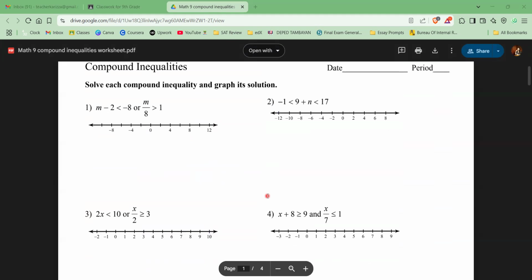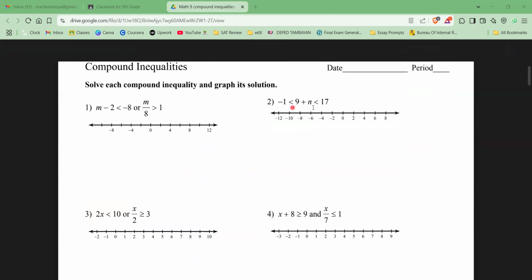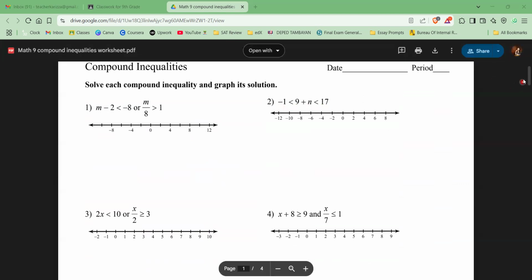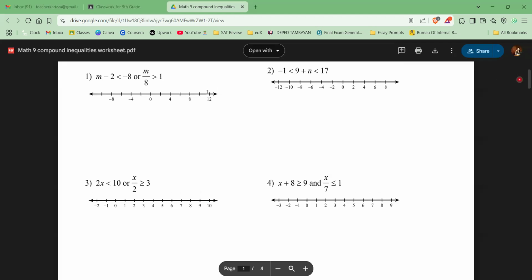Now if you have a combined or a compound inequality like this, you have to solve both sides at the same time. All right? So what do we mean by that? Let's write it down first. Negative 1 is less than 9 plus n is less than 17. Now look at the equation in the middle. How do we isolate n? What do we cancel?